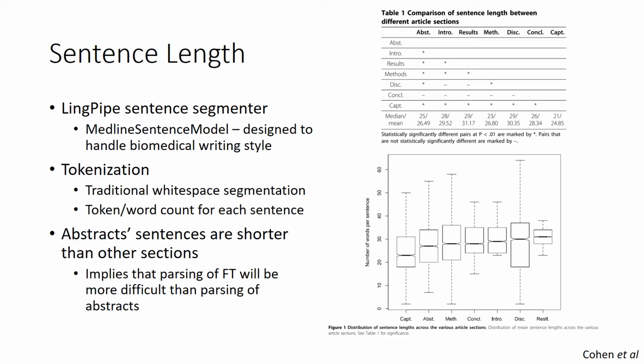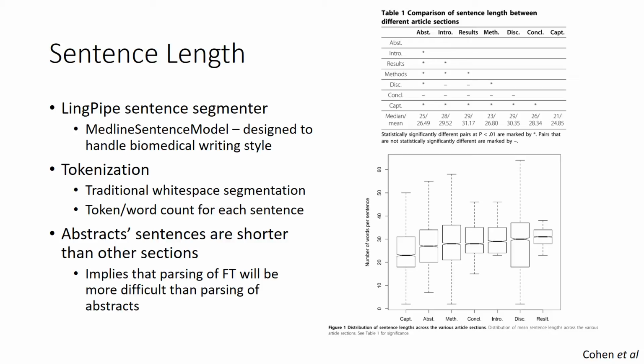So they're comparing the length in sentences between abstracts and bodies. Now this is done by something called a LingPipe sentence segmenter. And essentially, it cuts up the sentences after identifying the sentence as such. And it uses tokenization in order to count the tokens within each sentence.